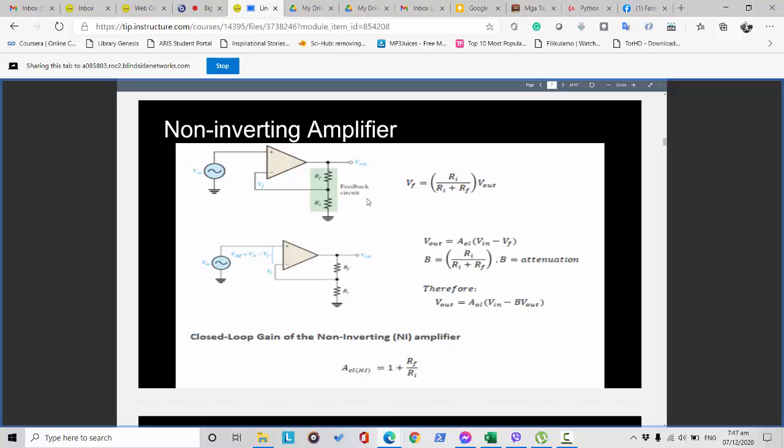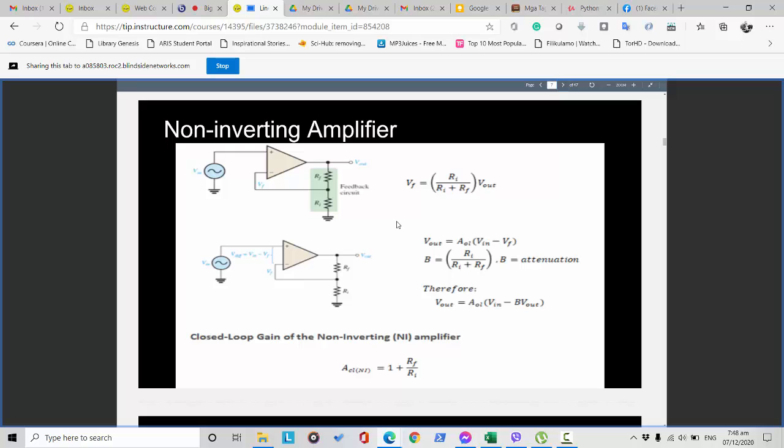So if you want to compute for the value of that voltage follower circuit, that will be computed as the value of the output voltage multiplied by the resistor Ri, divided by the sum of the resistors Ri and Rf, which are all considered to be the feedback circuit. Okay?